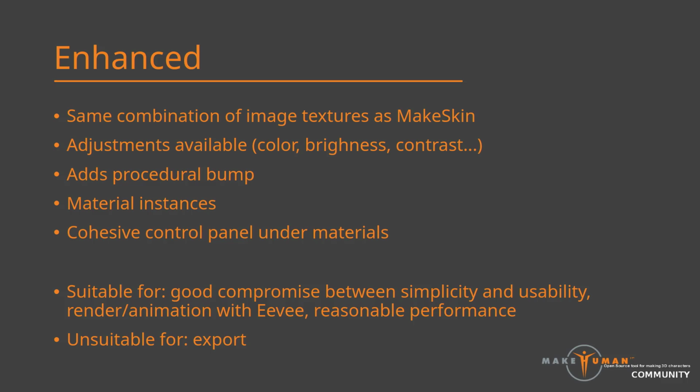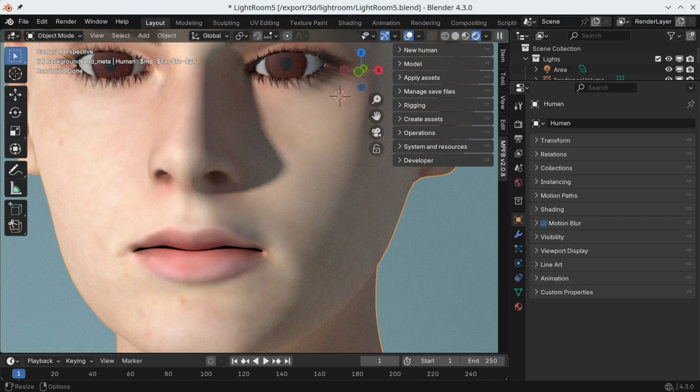Of the available models, this is the one with the most elaborate UI outside the shader nodes editor. The enhanced model is good if you are in principle satisfied with the fundamental image-based strategy, but want more control and a few more bells and whistles than what you would get with MakeSkin. The downside is that it is unsuitable for export and will not work outside Blender. Now let's take a look at how this material model looks.